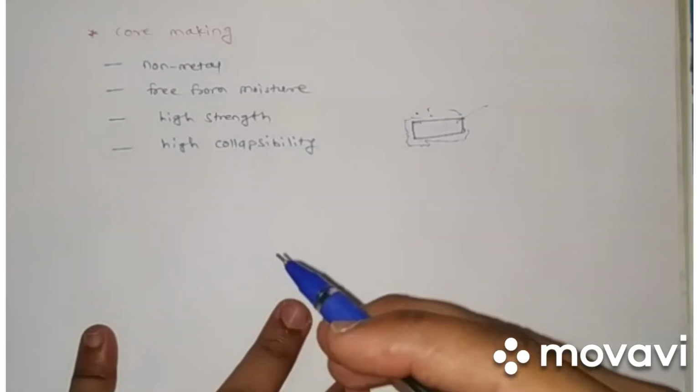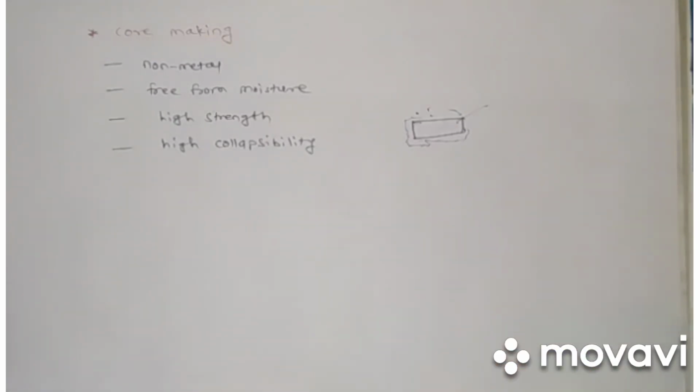So this is the core. That's all for today's lecture, and in the next session we will see how these core prints are designed, then what are the chaplets and pouring basin, then runner, riser, and the designing of the gating system.